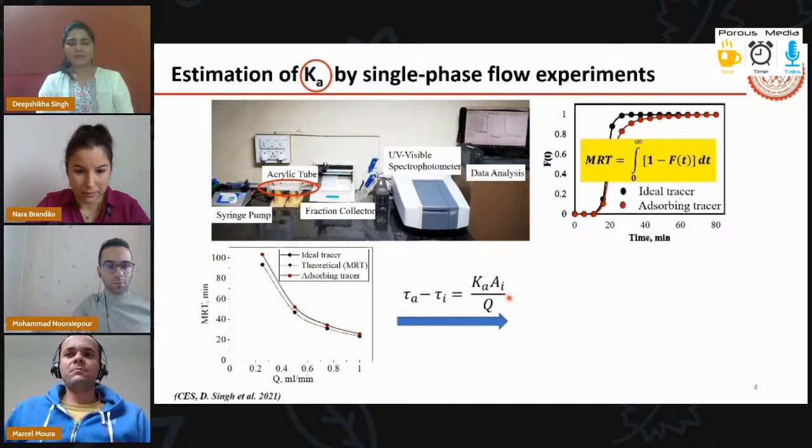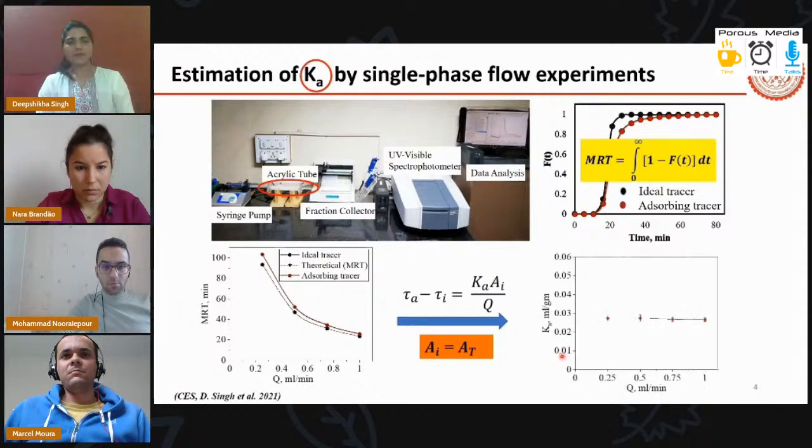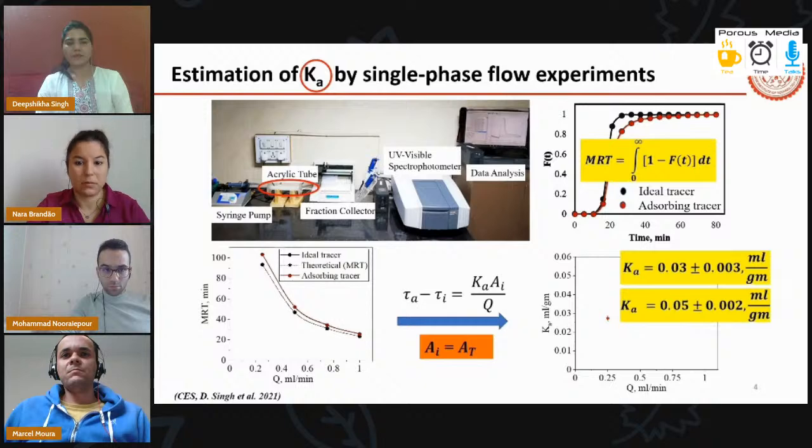And we know Ai during the single phase flow, which is equal to the whole solid surface area of the porous medium, because in single phase flow, the whole solid surface area of the porous medium is being covered by the single fluid only. Now, the estimated Ka at 4 different flow rates for the water tracer flow experiment is shown here, and from this result we see that the calculated adsorption partition coefficient value is independent of the flow rate, which validates our assumption of the linear adsorption isotherm as well. We calculated Ka for the aqueous phase tracer as 0.03 ml per gram, and for the organic phase tracer 0.05 ml per gram.